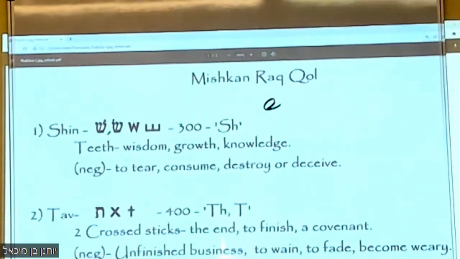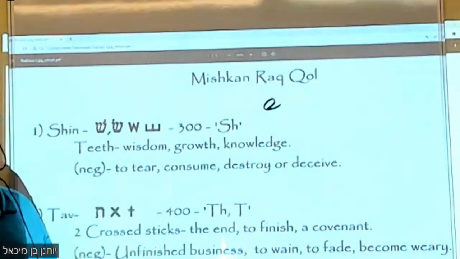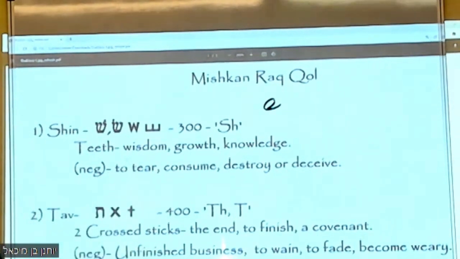Now, conversely, when you have this set of teeth and they latch onto something, what are they doing? They're tearing it. They're like a lion's fangs. A lion grabs a zebra and he's going to tear into it. So it can mean to tear. It can mean to consume. It can mean to destroy. It can mean to deceive.